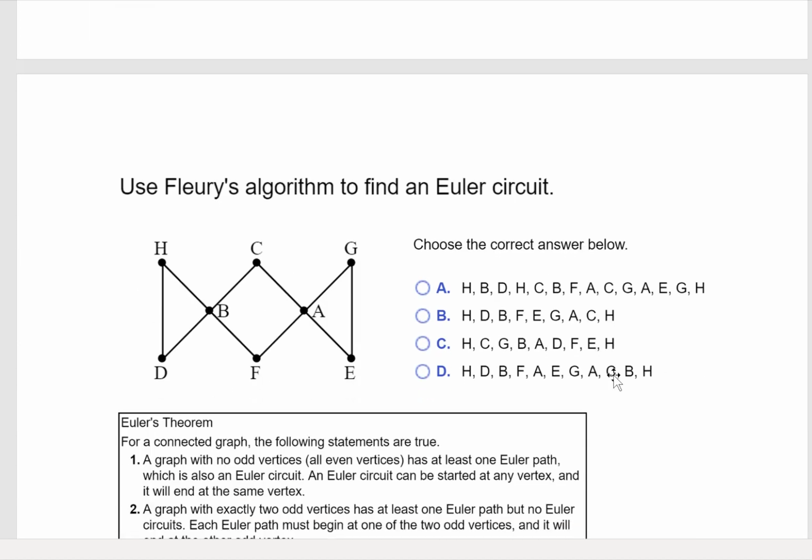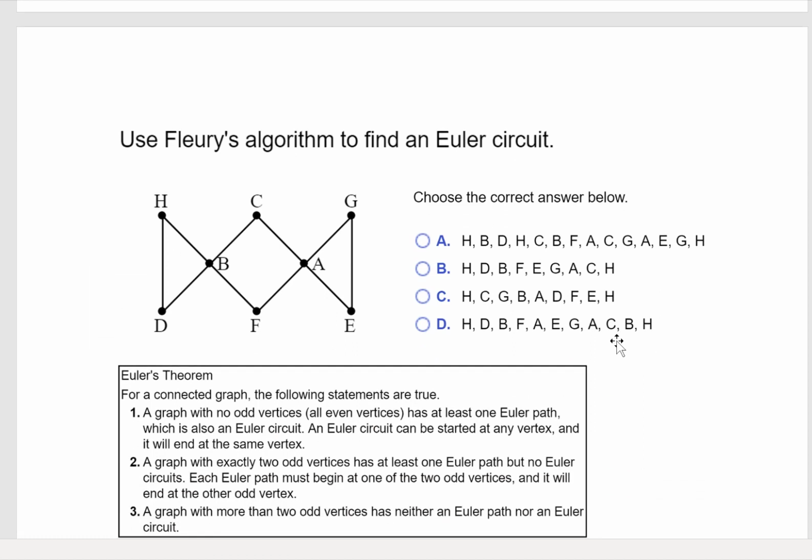Use Fleury's algorithm to find an Euler circuit. All right, so they've given me 4 choices here, and let's go ahead and try these out and see which one might be the correct one. And they're all starting at H and ending at H, which means they're circuits. So let's try the first one. So it goes H, B, and then it goes to D. And this is going to get me in trouble because it's going to take me back to H, and I'm going to have to go back over H, and then it's going to go to C, which is not possible. So it can't be answer A.